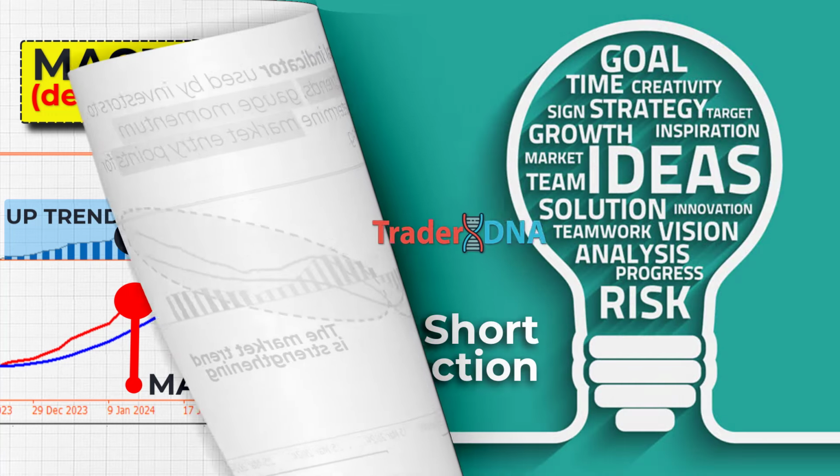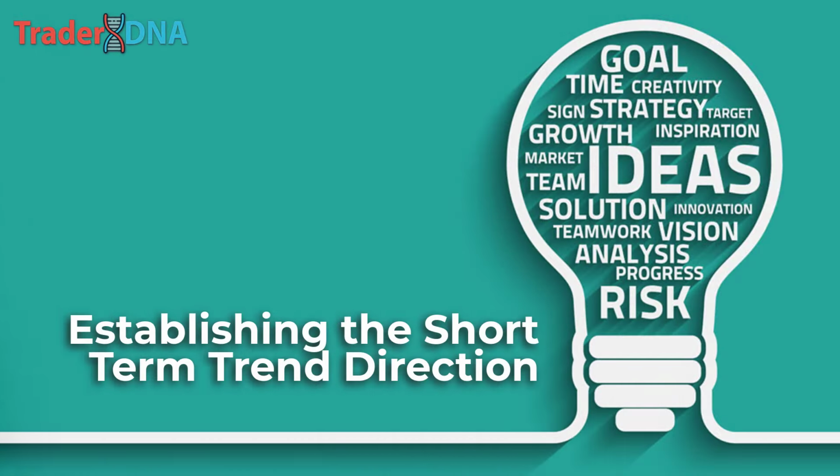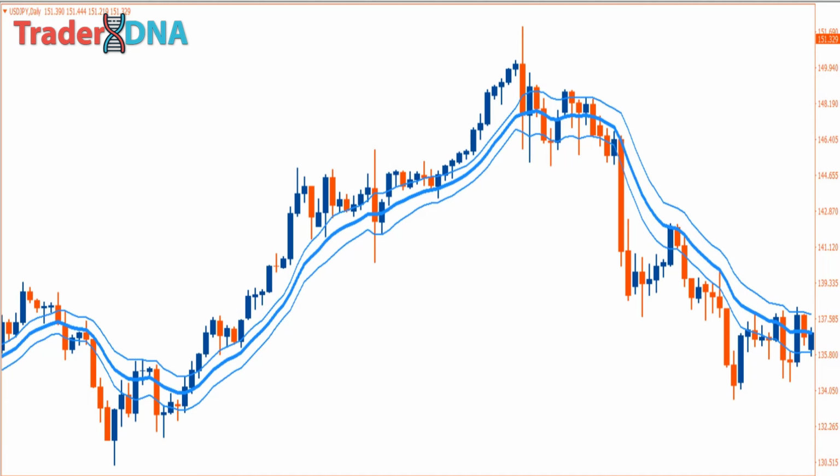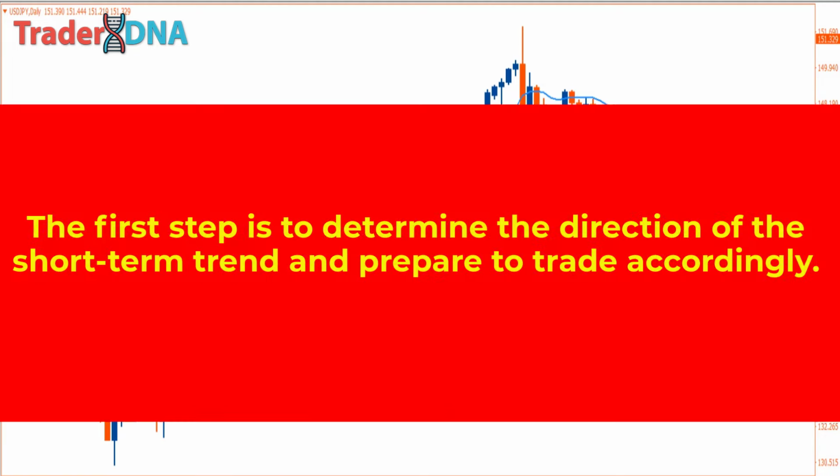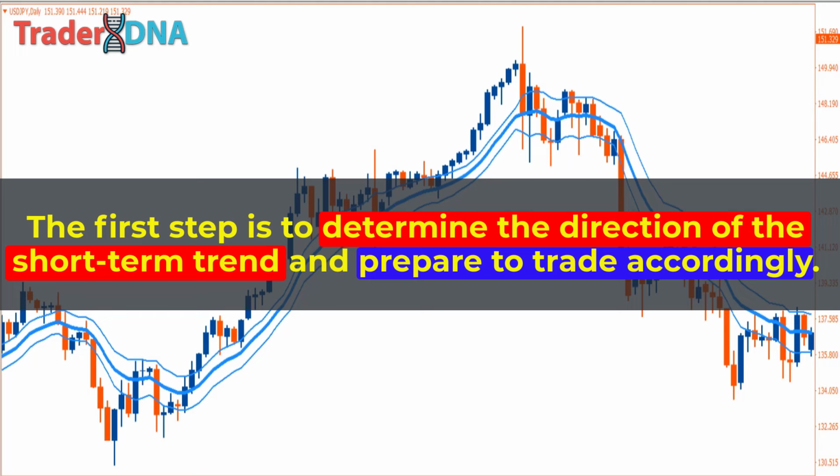Establishing the short-term trend direction. This serves as the initial component of the MACD COBRA system. The concept is straightforward and forms the basis of nearly every trend-following system ever created. We exclusively engage in trading aligned with the trend. Therefore, the first step is to determine the direction of the short-term trend and prepare to trade accordingly. It's crucial to note that we focus on the short-term aspect.